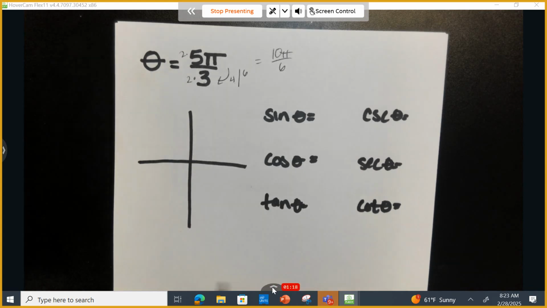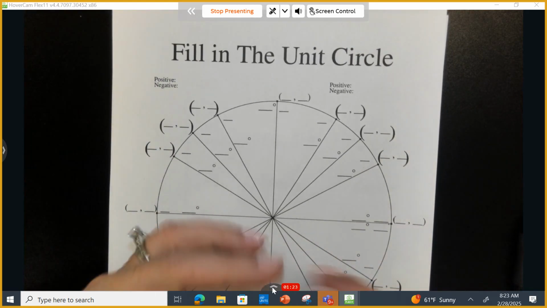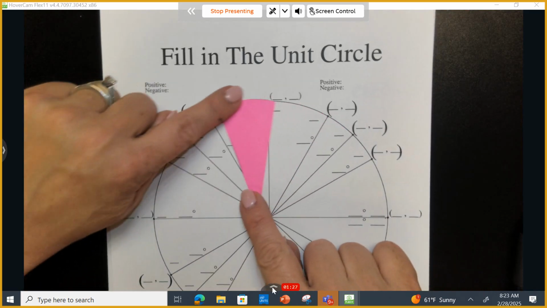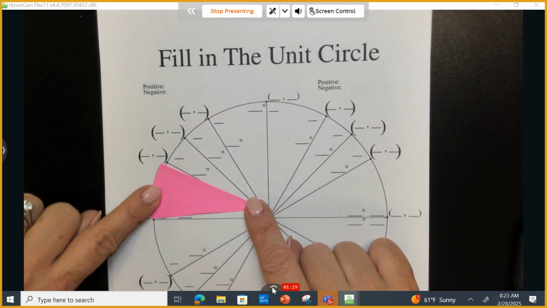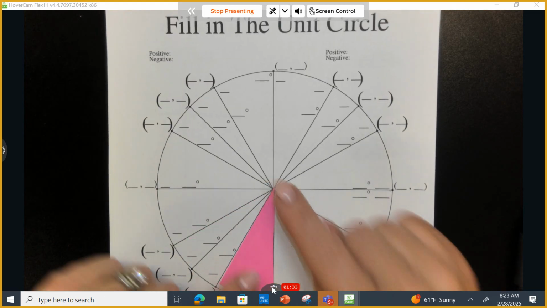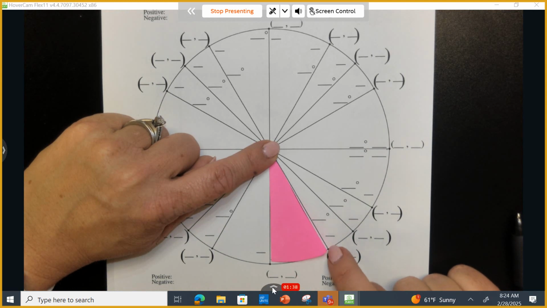Now I'm going to show us right here, I'm going to count, this is a refresher, where do I find 10 pi over 6? Okay, here's 1 pi over 6, 2, 3, 4 pi over 6, 5 pi over 6, 6 over 6, 7 over 6, and 8 over 6, 9 over 6. Here's 10 pi over 6. Right here at this dot is 10 pi over 6.